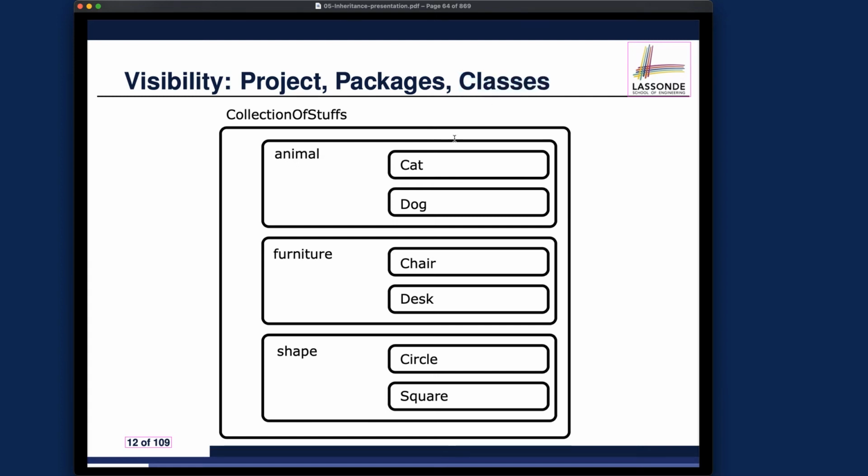Okay, let's now assume the following layout for the projects, right? Let's say we have a project called collection of stuffs. That's the project. And we got three packages. We got animal, we got furniture, we got shape. In the animal package, we got cat and dog, the classes. Under furniture package, we got chair and desk. Under shape package, we got circle and square, right?